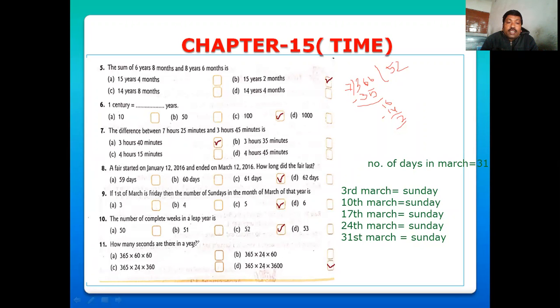How many seconds are in a year? 1 year has 365 days. To convert into hours, we will multiply by 24, and we will multiply 24 by 60 and 60 to convert into the seconds. So answer will be D.